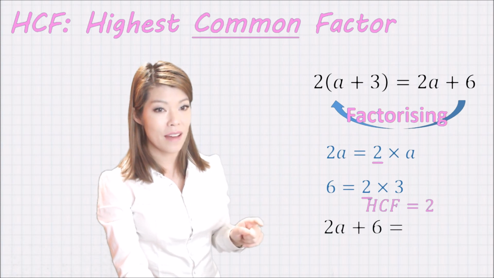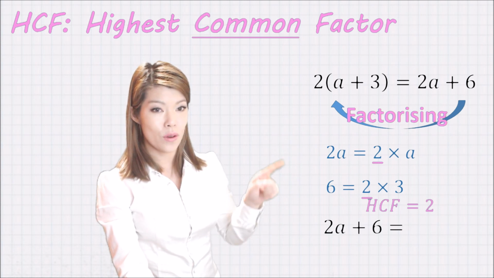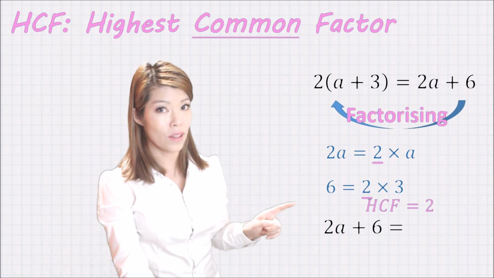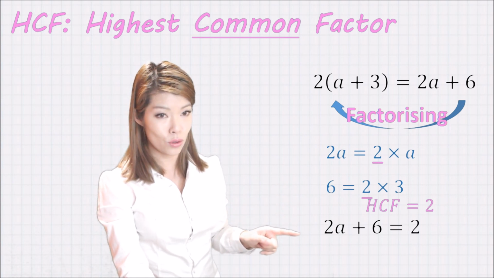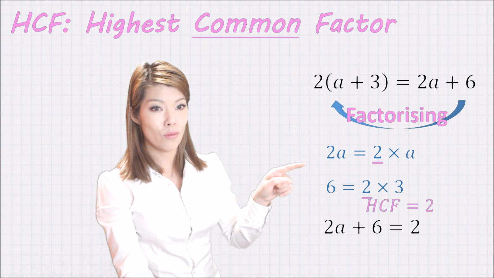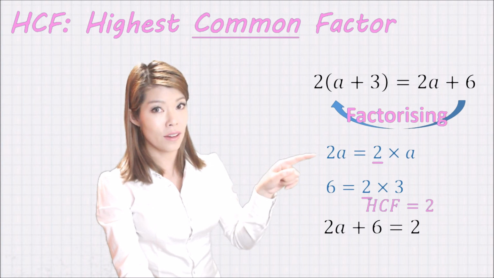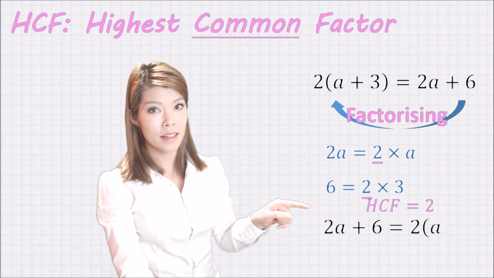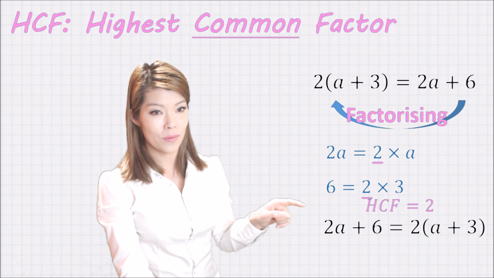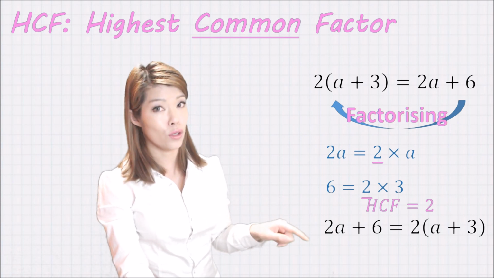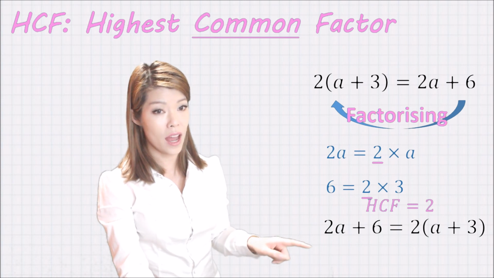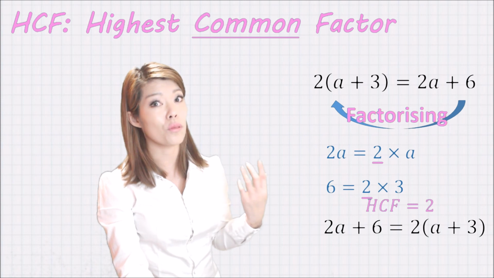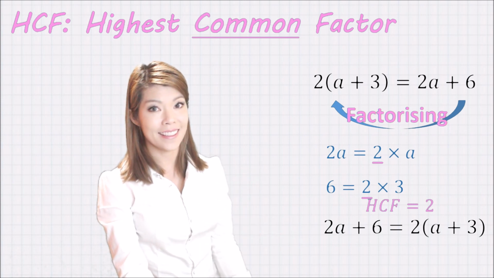So whenever we have 2a plus 6, we write down the terms as a product of the factors, look for the highest common factor, 2, and then you write what's left over. So what's left over on this line? a. And what's left over on this line? 3. And it works because we know 2 times a is 2a, and 2 times 3 gives us 6. So you can multiply, or in other words, expand, to check your answers.